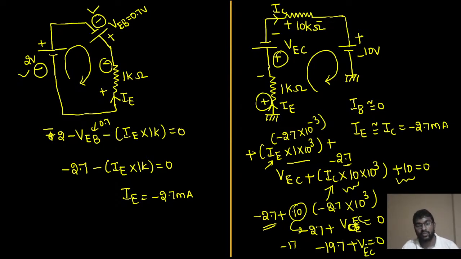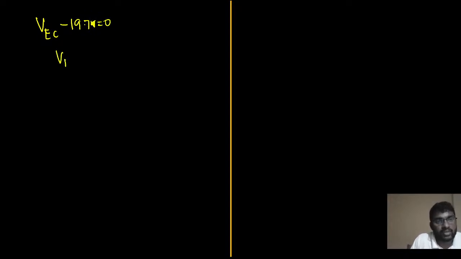Emitter to collector voltage. Observe, I am repeating again. This is emitter to collector voltage. So from here, we are calculating emitter to collector voltage. This is minus 19.7 volt equal to 0. You put that, and from this I am writing emitter to collector voltage is going to be 19.7 voltage.